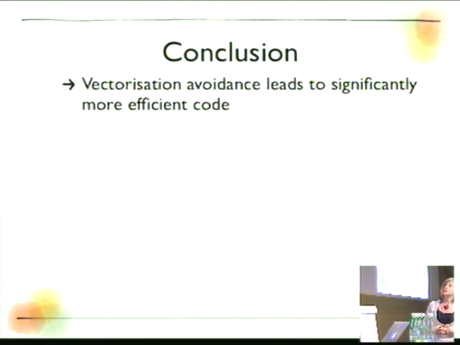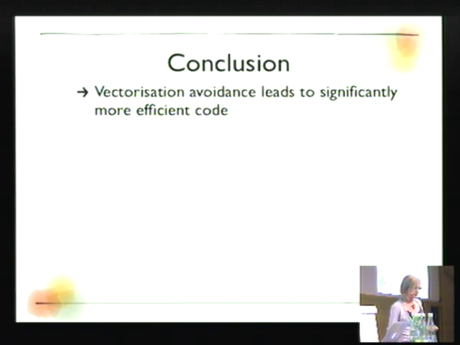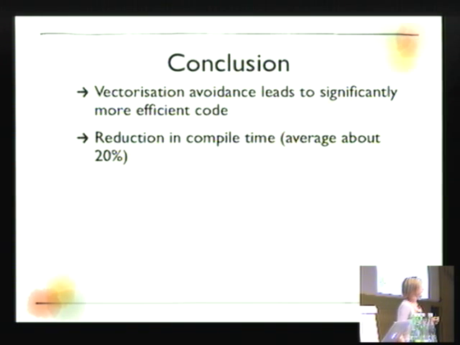So as a conclusion, I think vectorization avoidance is very clear. It leads to significantly more efficient code. And interestingly, even though we put more effort, in some sense, in analyzing the code first, it actually leads to a speed up in the compile time. The additional analysis is fairly cheap. And as a result, we mark many of the sub-expressions as scalar, so the vectorizer doesn't even have to touch it.